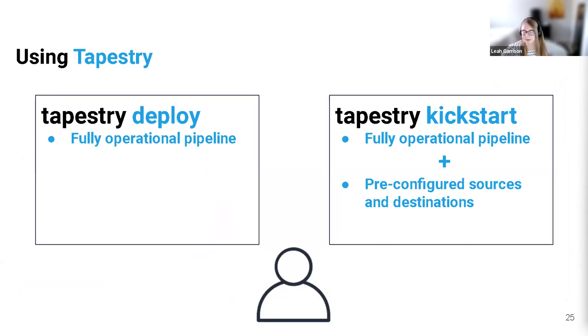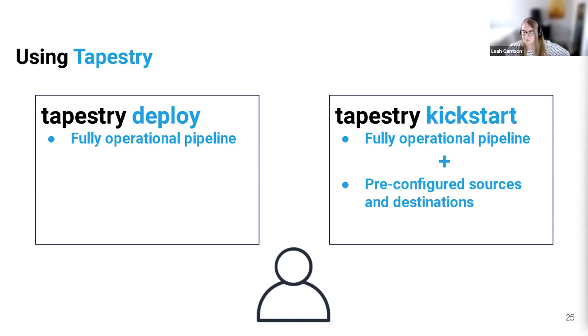So now you have to pick between our deploy and kickstart commands. Once you make this choice, Tapestry will then give you all of the necessary configuration files for the data syncing phase. Both commands automate the deployment of a fully operational pipeline, but kickstart also includes 2 pre-configured sources, Zoom and Salesforce, along with one destination, MailChimp. These pre-configured third-party tools set up your pipeline to have immediate end-to-end data flow, beginning with data ingestion and ending with data syncing back into these tools.